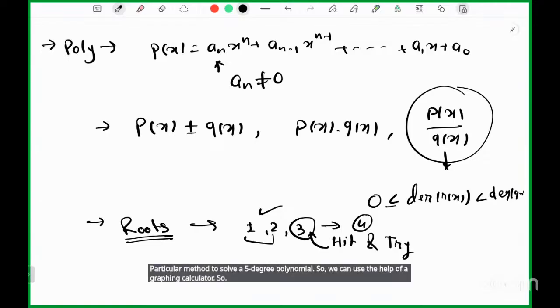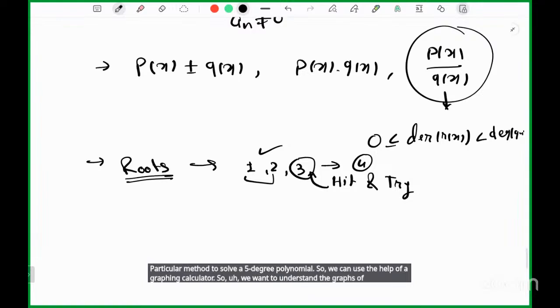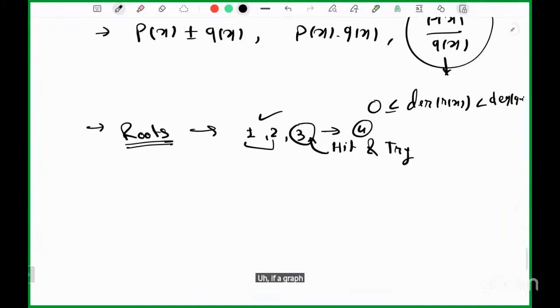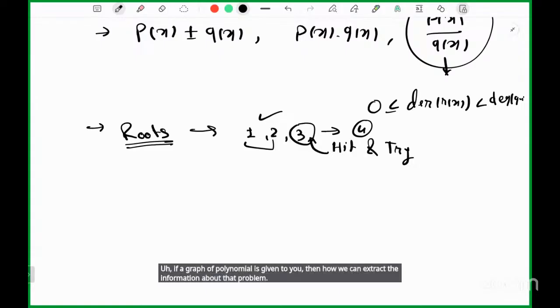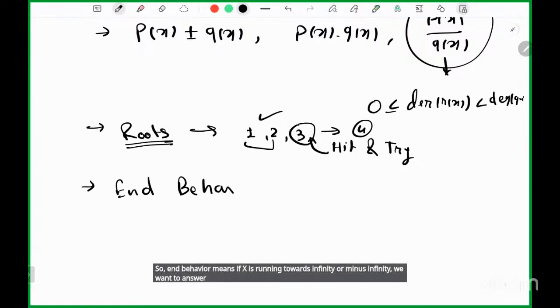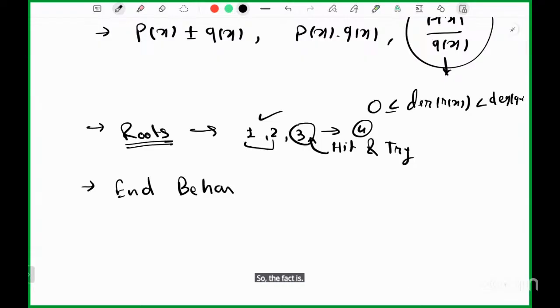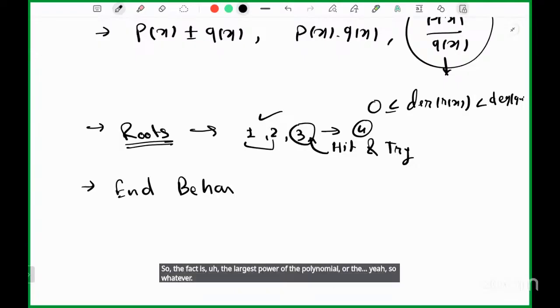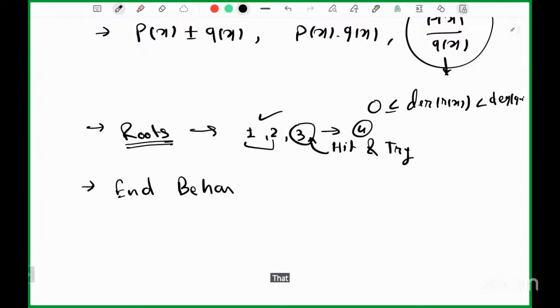We want to understand the graphs of polynomials, and if a graph of a polynomial is given to you, how we can extract information about that polynomial. For that, we learned about the end behavior of a polynomial. End behavior means if x is running towards infinity or minus infinity, we want to answer where the values of the polynomial go. The fact is that the largest power in the polynomial dominates the whole nature of the polynomial.